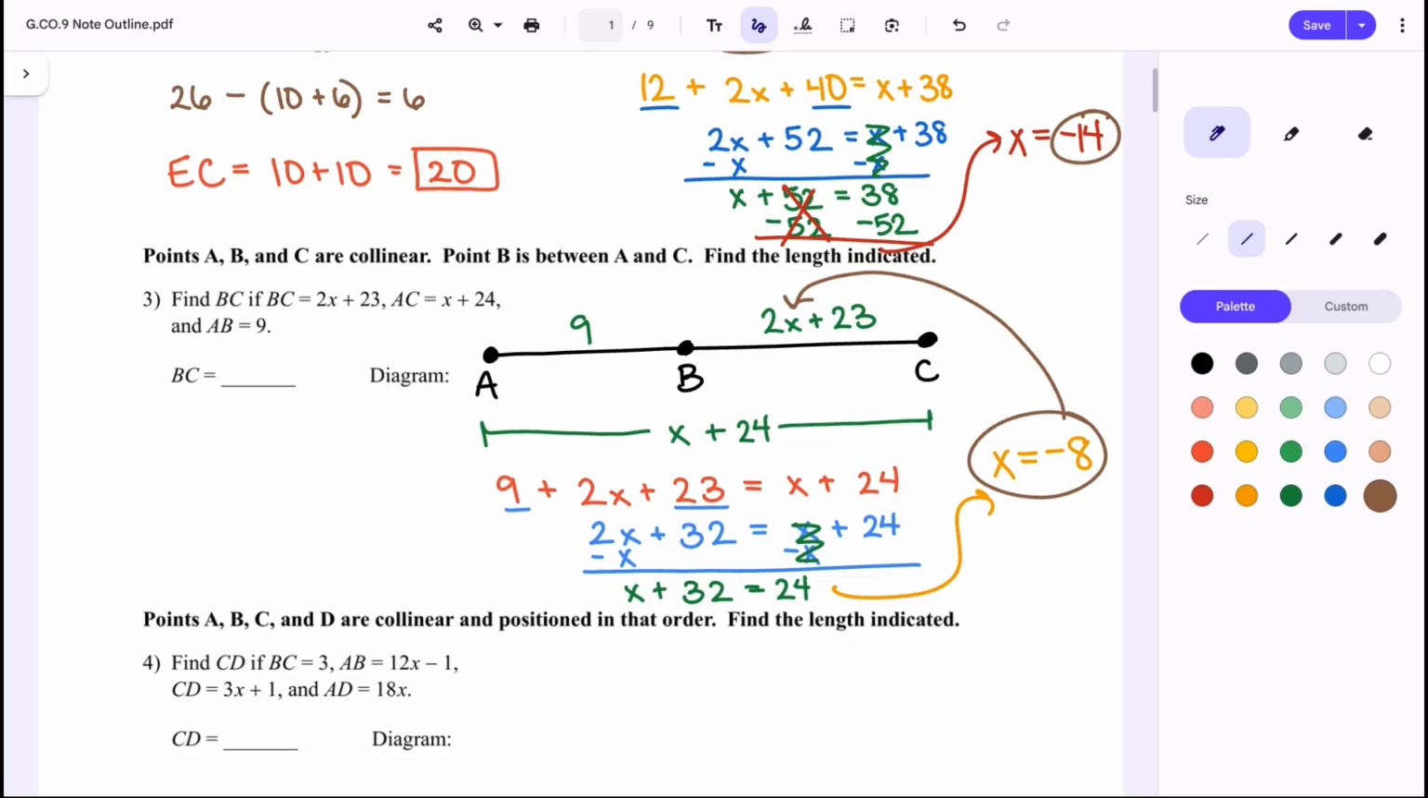So we're going to take 2, I'm just going to write that over here, 2 times that -8 and then plus 23. Okay, and then let's evaluate that. So this becomes -16 plus 23. Yeah, it would be 7. So BC is 7. Okay. Can you guys think of a way that you could maybe check your answer here? What's something that you could maybe do to check your work?